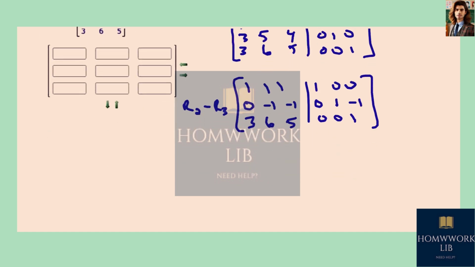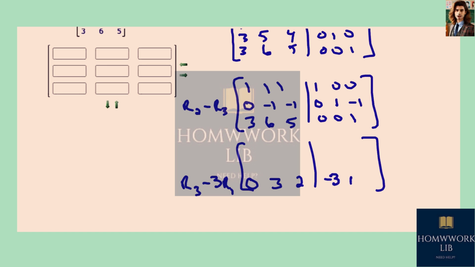Okay, then we could get a 0 below in row 3 by taking row 3 and subtracting 3 times row 1. Then we'll get 3 minus 3, 6 minus 3, 5 minus 3, 0 minus 3, 0 minus 0, and 1 minus 0.